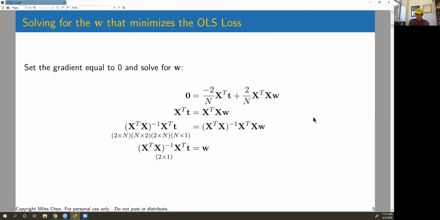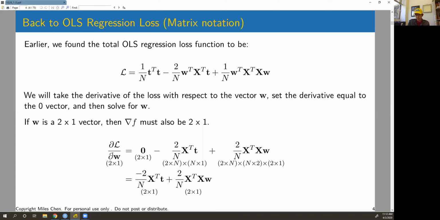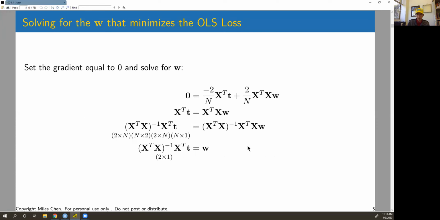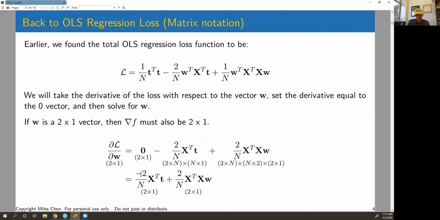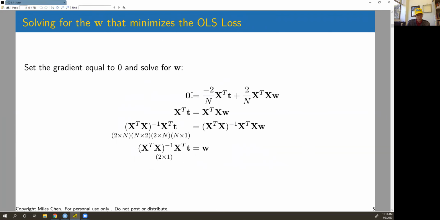Okay, the next step is that we have taken this gradient with respect to W, and what we want to do is set this gradient equal to 0 and solve for W. Here I take that gradient, which is negative 2 over n x transpose t plus 2 over n x transpose x W. I'm going to set that equal to 0. This is the 0 vector because this has to be 2 by 1. So this is a 2 by 1 0 vector. And we are going to solve for W.